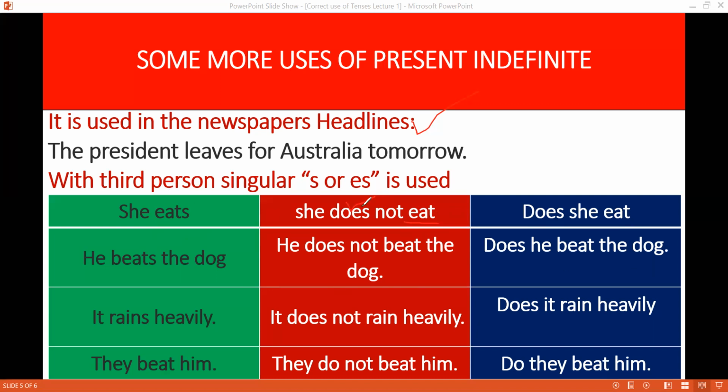Simple, negative, interrogative. It rains heavily. It does not rain heavily. Does it rain heavily? They beat him. Simple first form of the verb with every other noun and pronoun except third person singular. He, she, it pronouns and the names, singular names. We use S with the first form of the verb in present indefinite tense.